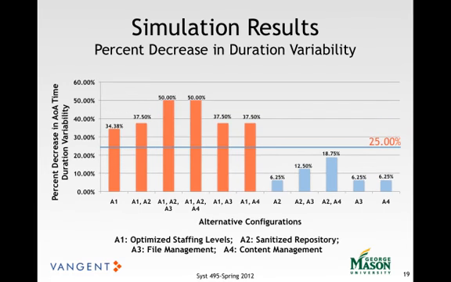The results for variability reduction seen here show a similar trend for the configurations involving the optimized staffing levels alternative, with only those rising above the 25% variability reduction threshold being the ones that include the optimized staffing levels alternative. The 25% variability reduction threshold is represented by the horizontal line and was established in our needs statement.